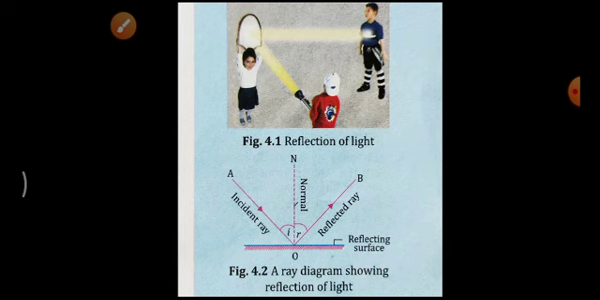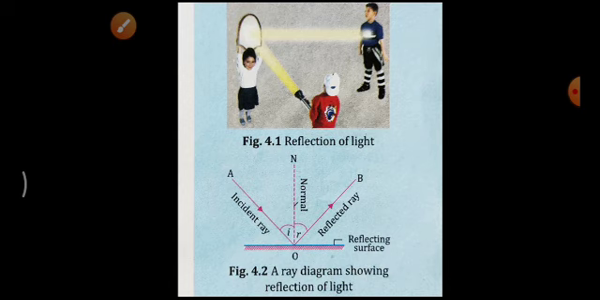Then AO is the incident ray, the ray which is going to strike the reflecting surface. The arrowhead is also indicated very nicely. You can see that AO is the incident ray. If it strikes the reflecting surface, obviously it will get reflected back into the same medium only, that is OB. That one is called the reflected ray.